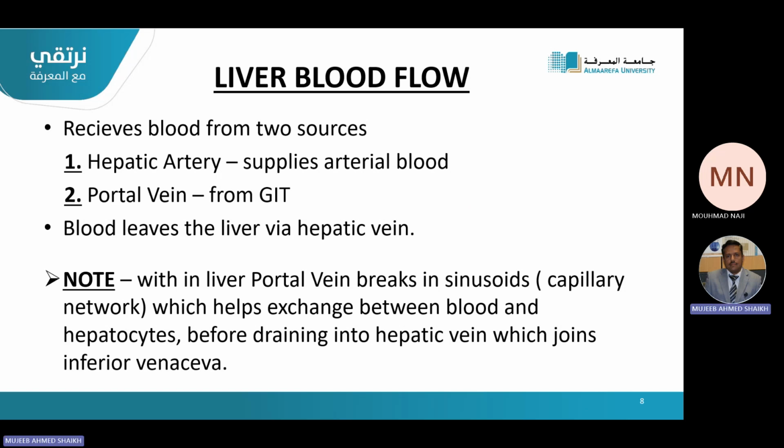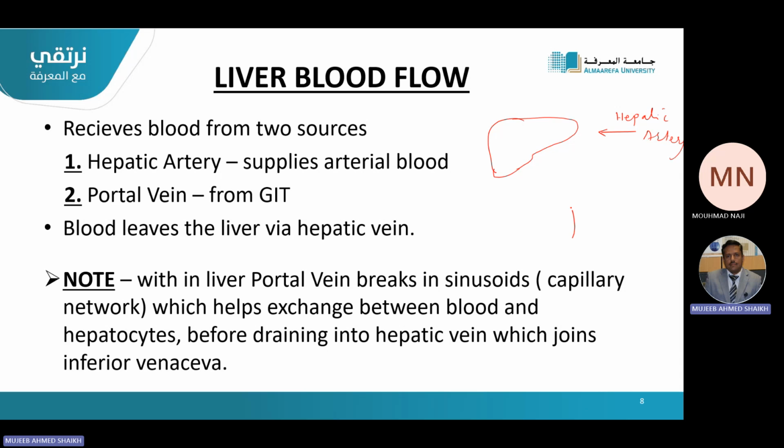So for functioning, the liver should receive blood. From where does the blood supply to the liver come? To the liver, blood supply comes from two main sources. What are these two main sources? One is the hepatic artery. Simple. Usually the blood supply to any organ comes from an artery. So the hepatic artery is the one which will supply the blood.